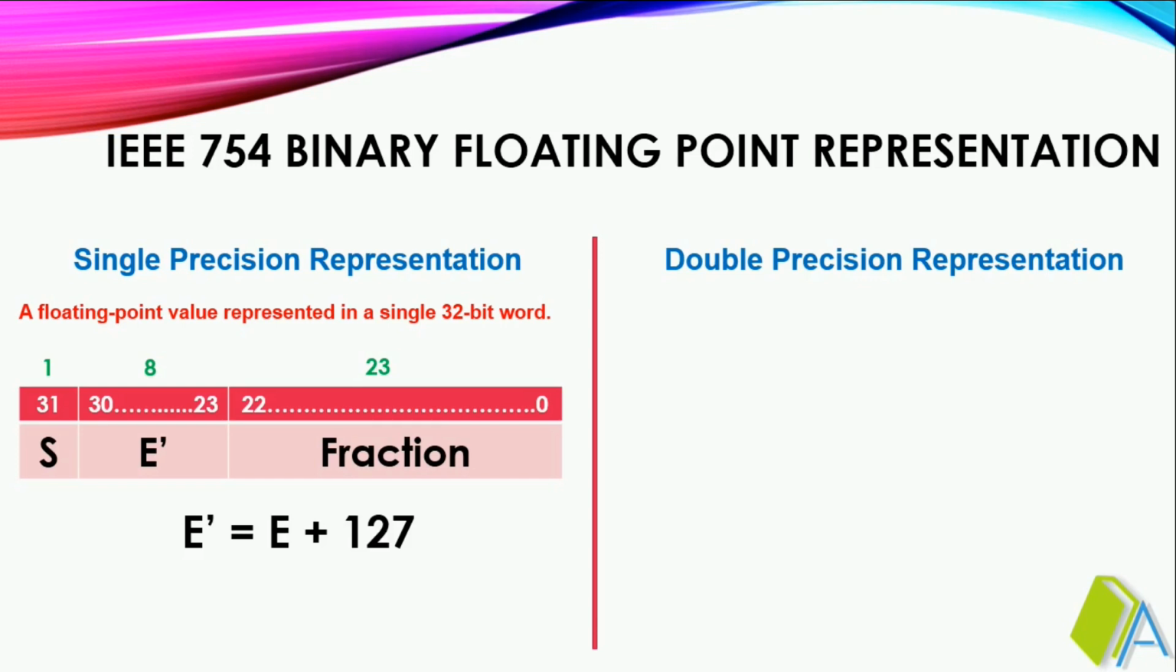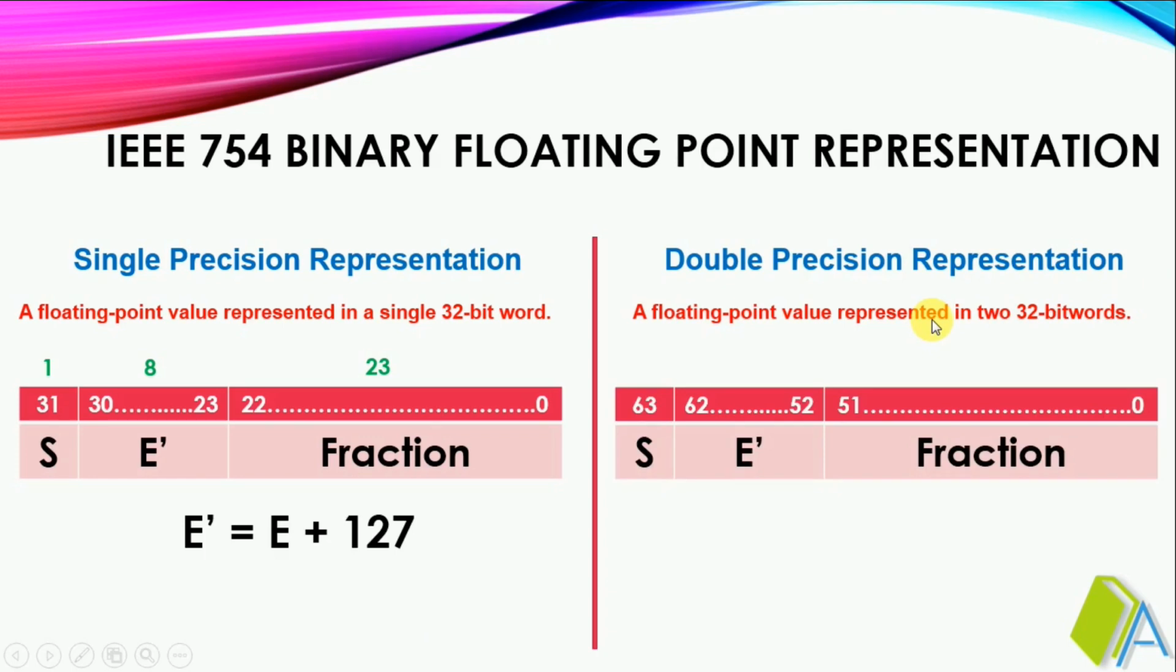Double precision format is used to represent a 64-bit floating point number. This is the format for representing a double precision floating point number. The first MSB bit is my sign bit. The next 11 bits are used to represent the biased exponent field. The remaining 52 bits are used to represent the fraction or mantissa. In double precision format, the biased exponent is calculated by adding the bias value 1023 to the exponent value.